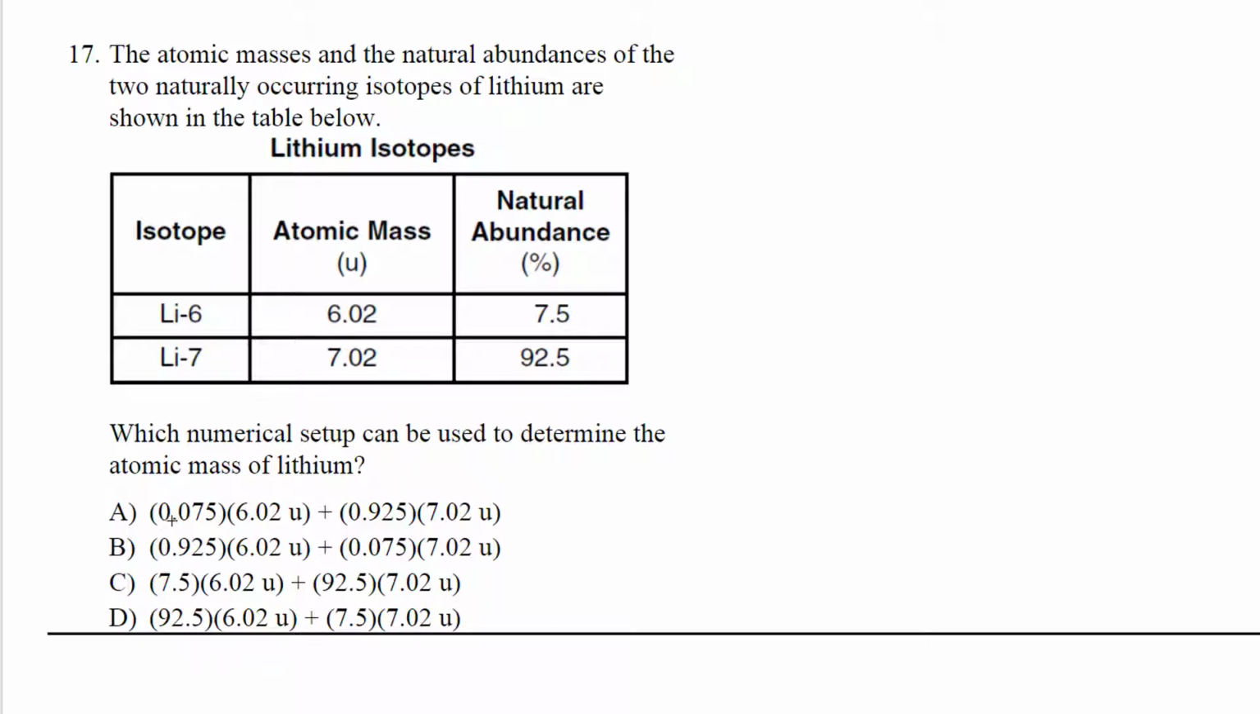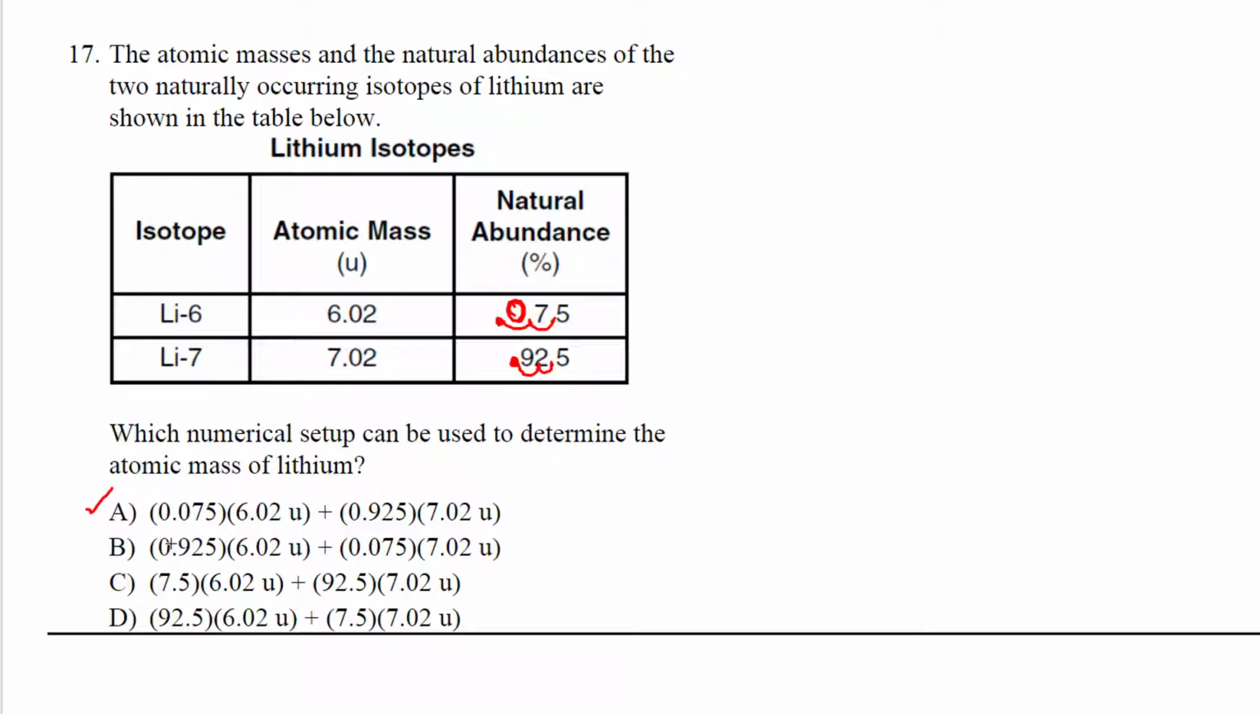So in choice A, we have 0.075 times 6.02. Well, that works because we know we need to move that decimal 2 spots to the left, which would give us 0.075. And we have 0.925, which is what we would get if we moved that decimal 2 spots to the left, times 7.02. So right now, that's looking like my best choice.